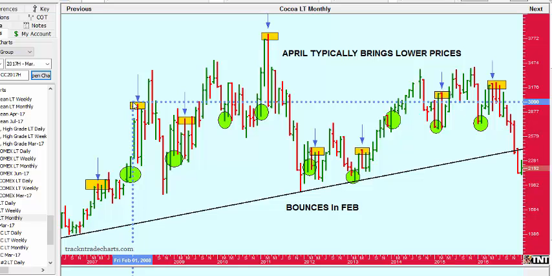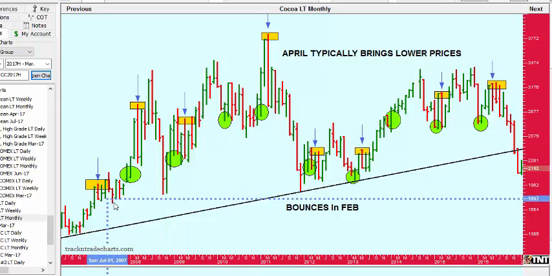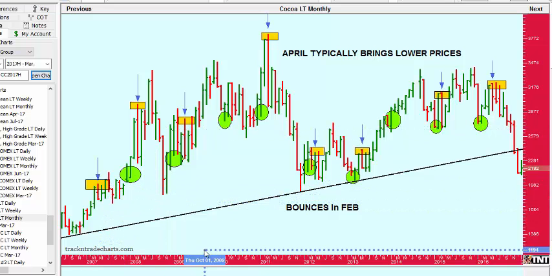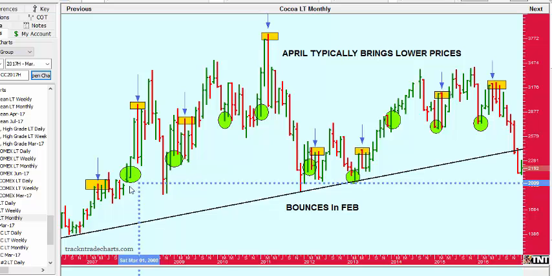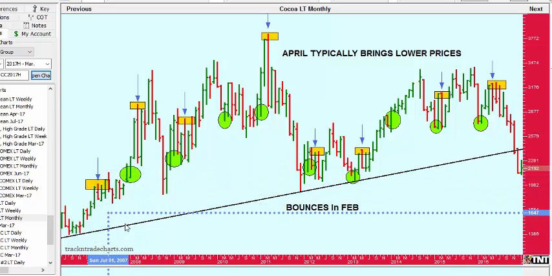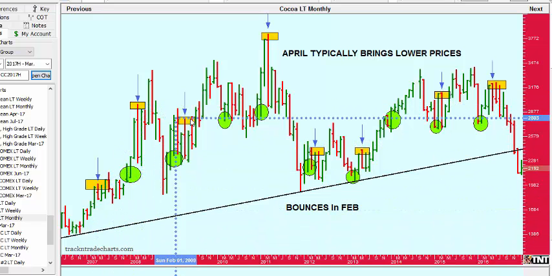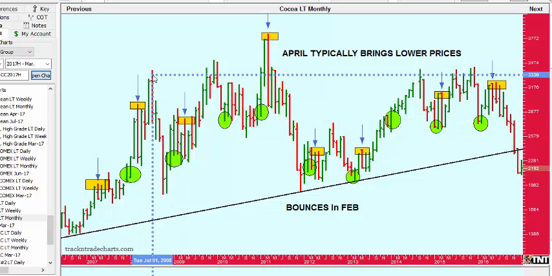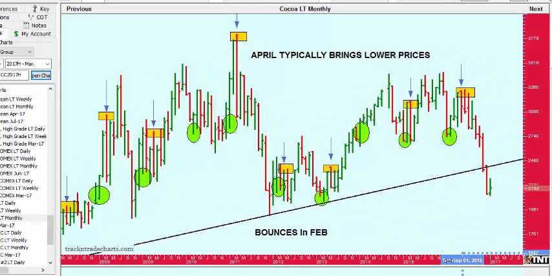Also, as a point of reference, you can see that April typically brings lower prices. So if we get in this trade in February, we'll look to ride the trend higher through February, possibly into March, if we can hang on. Then we would look to be exiting and tightening up stops going into April. All of the boxes and arrows pointing down are the April prices, where we typically go lower. So we definitely want to be out, and not give back any of those gains.